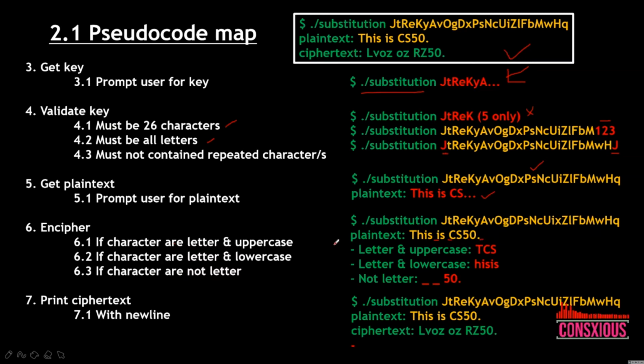After we divide them here, we can do some conversion. We'll explain this in more detail in the later sections. After we do all this, we print the ciphertext here. We also have to print a new line.